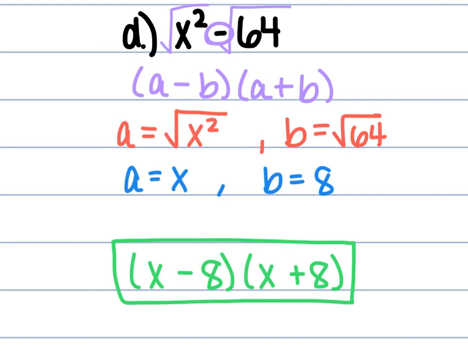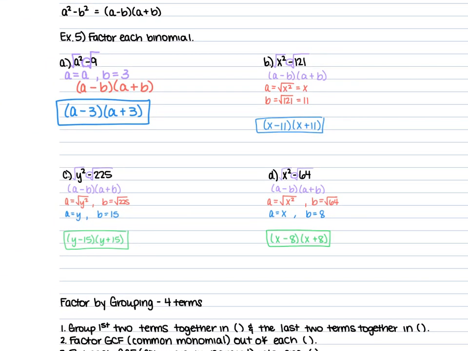Again, just like with all the rest of the ones that we've done so far, you can FOIL these out, multiply them, and you should be getting the same binomial or trinomial that you're starting with.